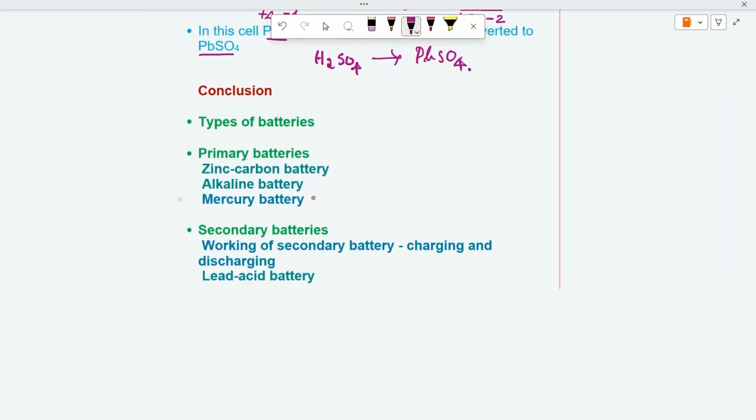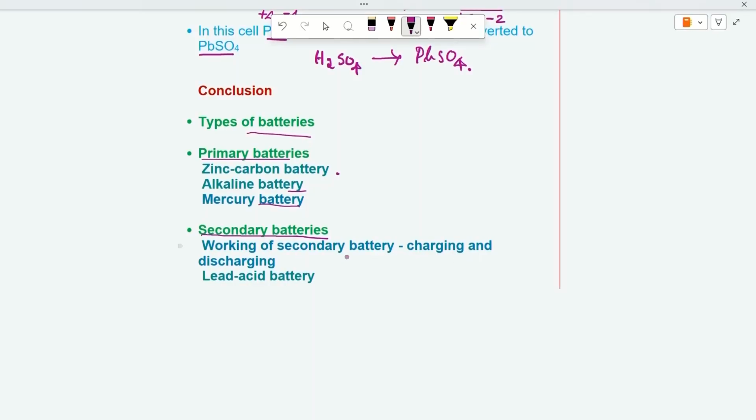Now, let us wind up the session. In this session, we have been dealing with types of batteries, that is, primary batteries and secondary batteries. In primary batteries, we have seen the zinc carbon battery, alkaline battery and mercury battery in detail. Among secondary batteries, we first saw how a battery works during charging and discharging, and also a detailed example of a lead acid battery.